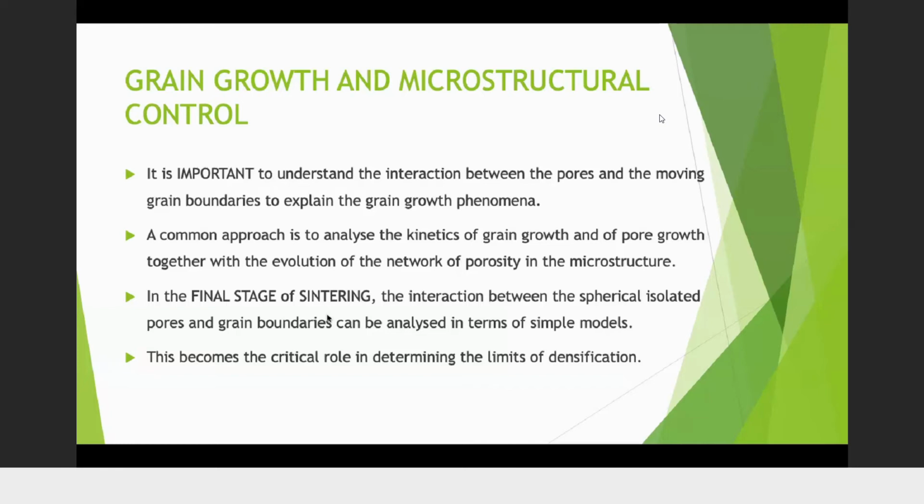So a common approach is to analyze the kinetics of grain growth and pore growth with the evolution of the network of porosity in the microstructure. In the final stage of sintering, the interaction between the spherical isolated pores and grain boundaries can be analyzed in terms of simple models. So this is how you want to analyze your microstructure, okay?